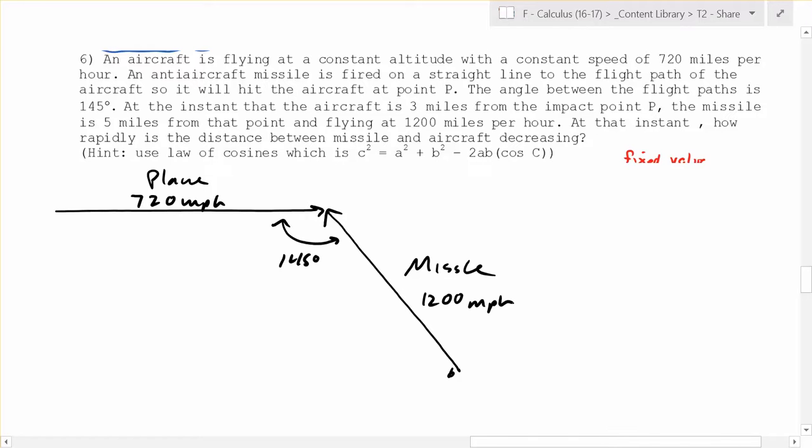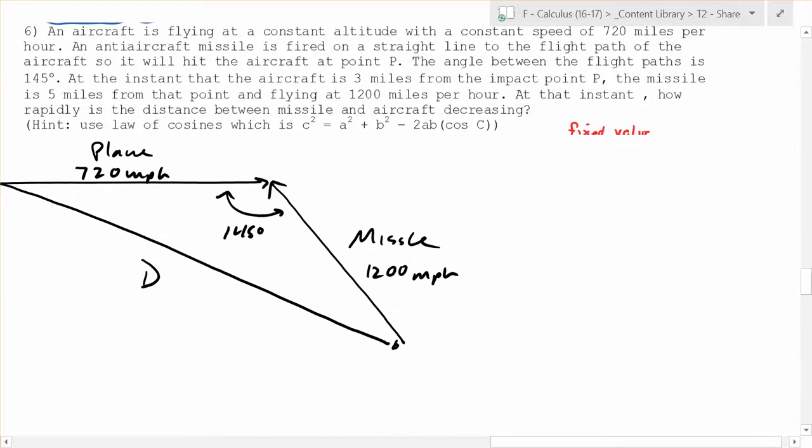At the instant the aircraft is 3 miles away from the point P, the missile is 5 miles away. It's 1,200 miles an hour. At that instant, how rapidly is the distance between the missile and the aircraft decreasing? So if we're trying to find the distance between the plane and the missile, we need to draw a line that represents that. So we need to complete the triangle here. So that's the distance we want, right? So there's our picture. What do we know and what do we want?